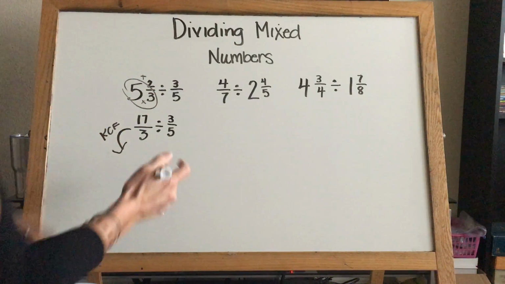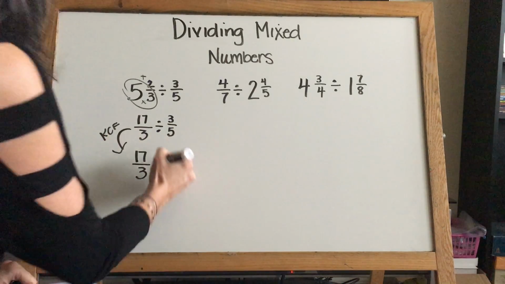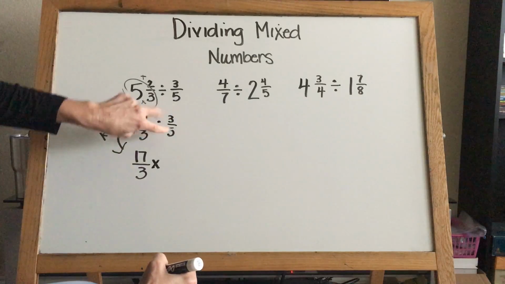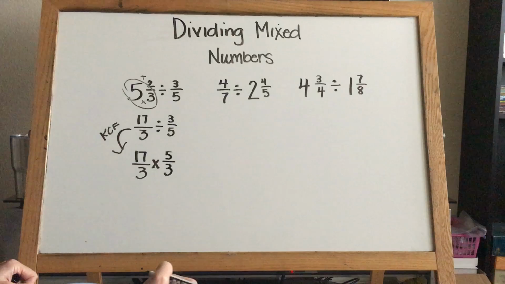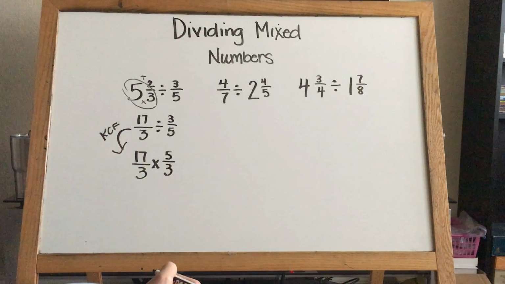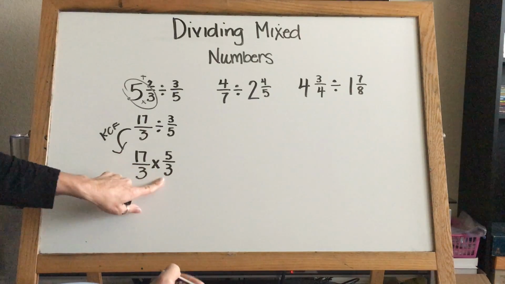Now we're going to KCF. So we're going to keep this. We're going to change this to multiplication. We're going to flip. We're going to make this the inverse, so it's going to be 5 over 3. And then we're in the same situation. We have to multiply straight across. Well, we've got 17 times 5 and 3 times 3.